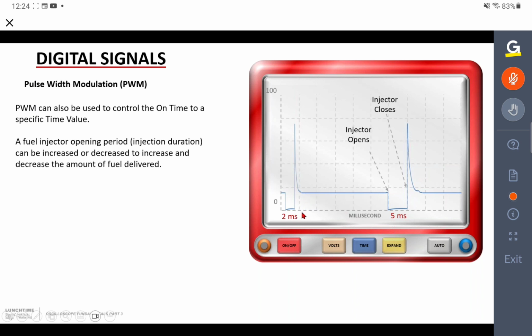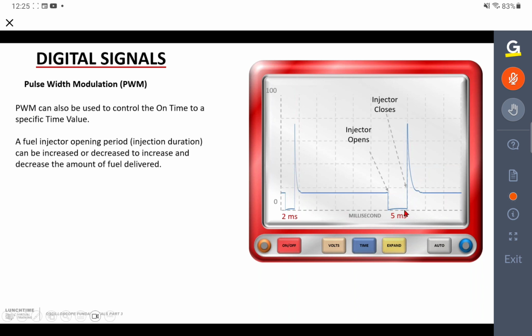But in this example, looking at an injector, when the engine is idling, we may not want too much fuel to pass into the engine, so we have quite a short period where the injector is switched on. So in this example, 2 milliseconds, 0.002 of a second. But if we wanted to inject a higher quantity of fuel, maybe we snap open the throttle, place the engine under part load, we want to increase the on time of the injector, so that pulse width is now increased in this example to 5 milliseconds, 0.005 of a second.